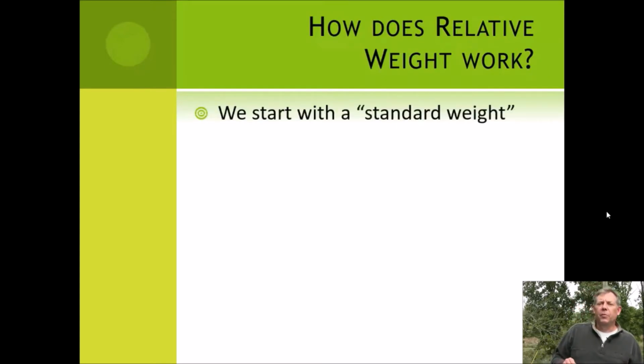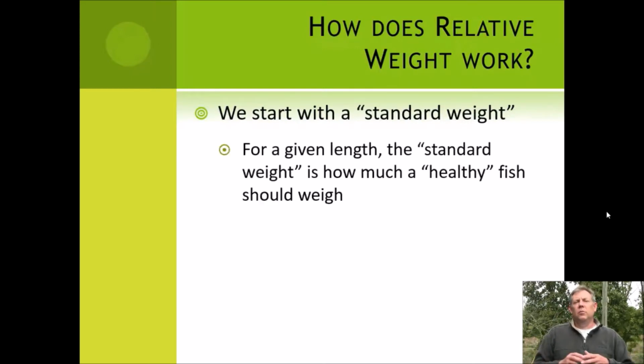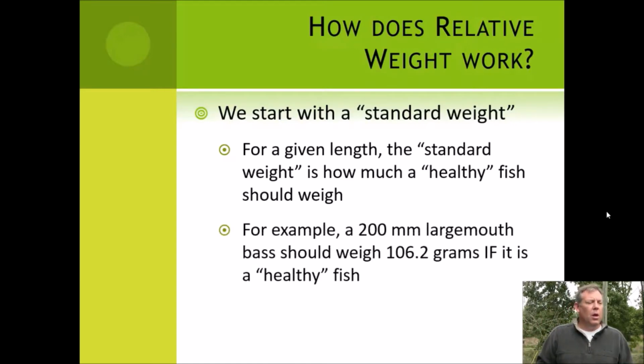So how does this work? We start with what's known as a standard weight. What do you mean by a standard weight? Well, for a given species at a given length, we define how much a healthy fish should weigh. You say, well, what does healthy mean? Healthy can mean a lot of things, but the important thing is that we define this standard to be an above average or a relatively healthy fish at every single length. For example, a 200 millimeter largemouth bass should weigh about 106.2 grams if it is a healthy fish.